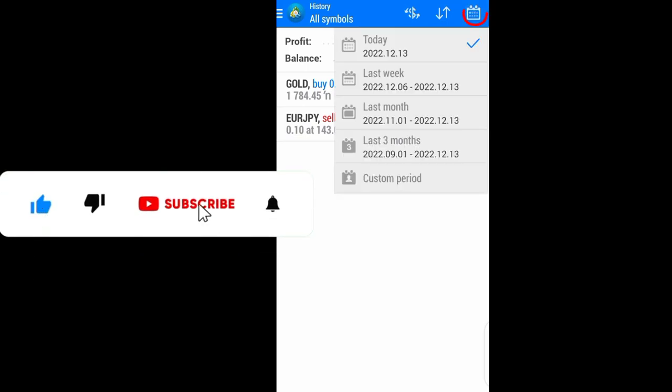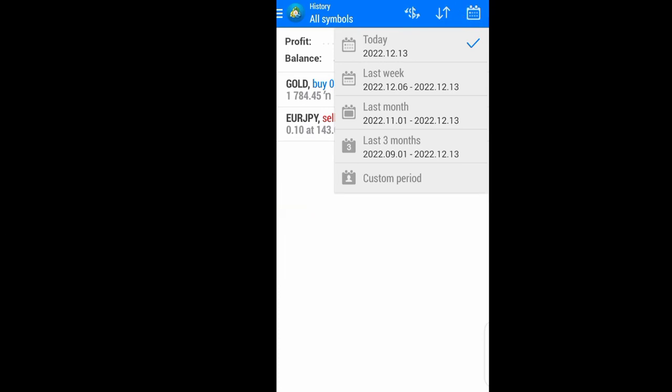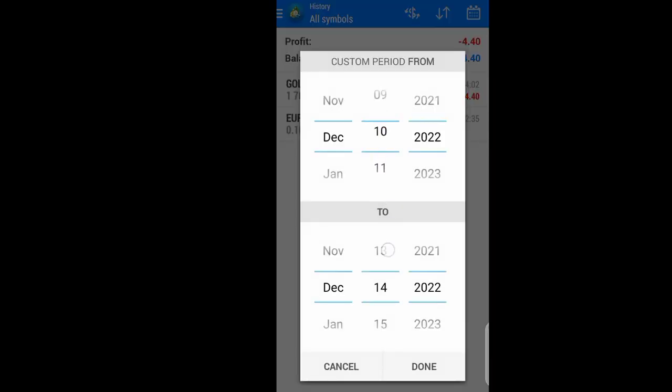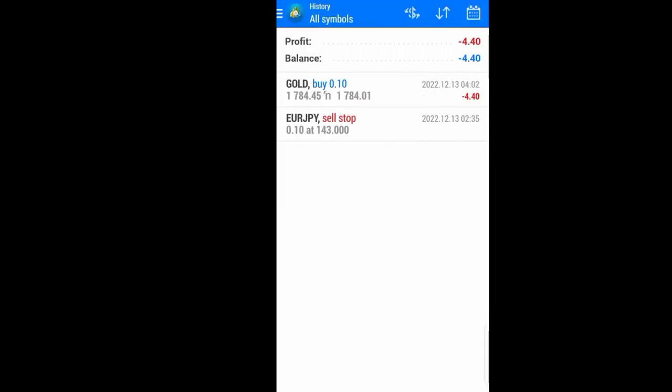Then I can also check by day. This is for today. This is last week, if I want to check for any trades last week, last month, last 3 months, or I can even customize and select the exact date I am looking for to check what I did in the market that day. So you can always customize all that.